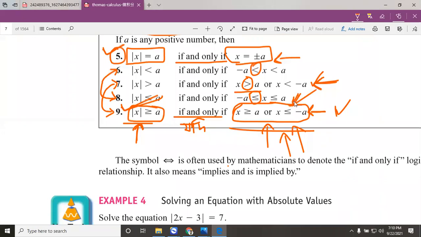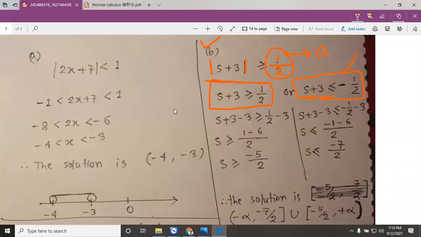Yeah, this parameter, I mean, the property. Properties, right? We are using this property. So in the next line we just subtract 3 on both sides. Then we get s will be greater than or equal to -6/2. Okay.